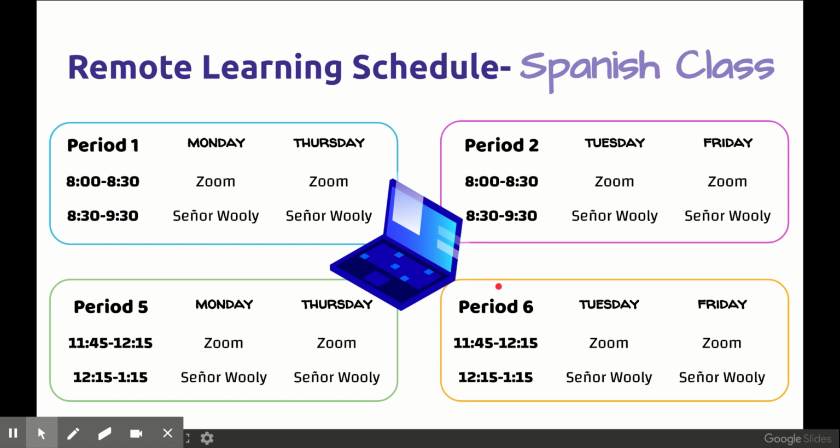If you're in period 6, that means that we are meeting on Tuesdays and Fridays from 11:45 to 1:15. For the first 30 minutes, you'll be meeting with me through Zoom. And for the last hour, you're going to be working on your own in that website I told you about, Señor Woody. If you're in a different class period, you just need to follow the day and the time, but the assignment format will be the same.